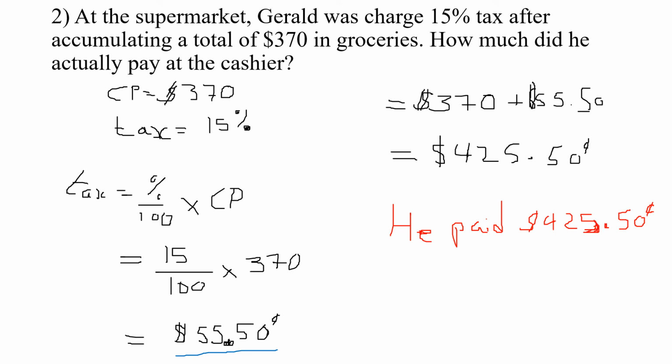Right. So he paid $425.50 in all for his groceries. That's the $370 that he would have accumulated with his shopping items, and that 15% tax of $55.50. Well, it came up to the sum of 55 dollars and 50 cents when you get that 15%.